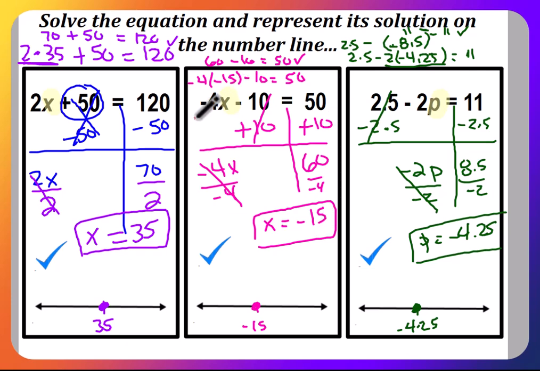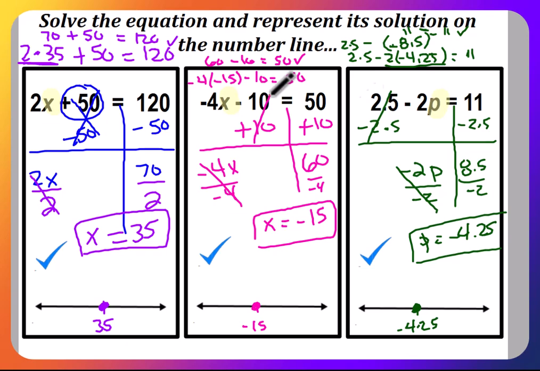Go back, check your answer. Plug in negative 15 for x. Negative 4 times the negative 15 minus 10 should equal a 50. Well, negative 4 times negative 15, negative times a negative is a positive 60. Minus 10 does give you 50, so it was solved correctly. How'd you do? Okay, next one.